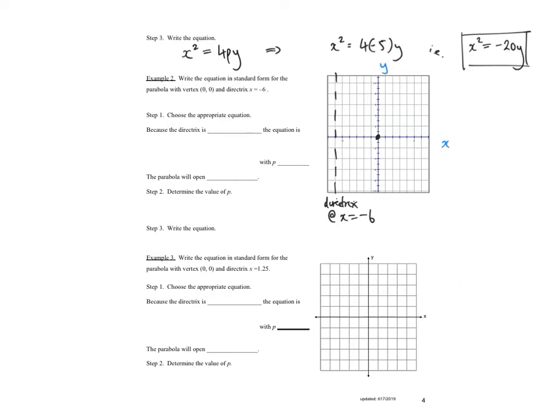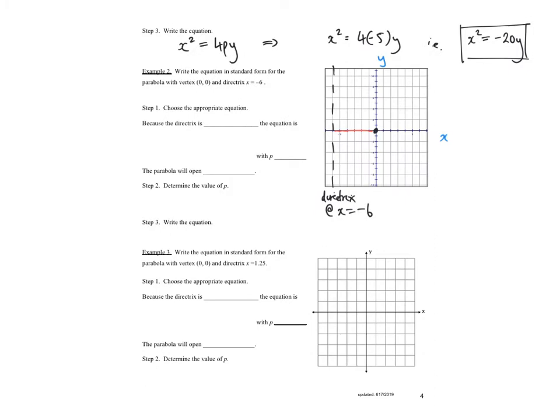Now, we know the distance from the directrix to the vertex will always be the same as the distance from the vertex to the focus. This distance here is 6. So to get to the focus, I need to go 6 in the other direction. That will get me here to my focus.